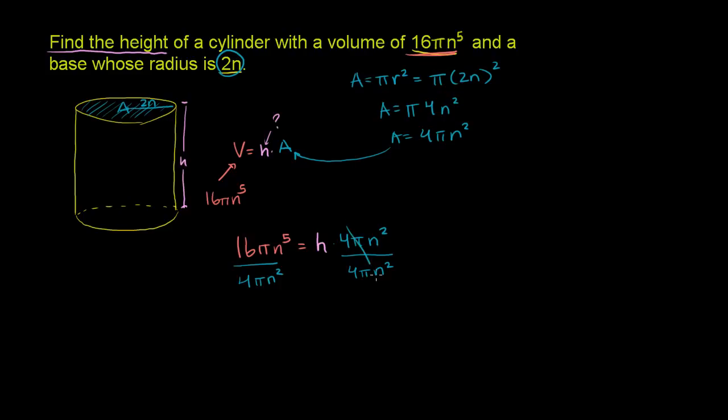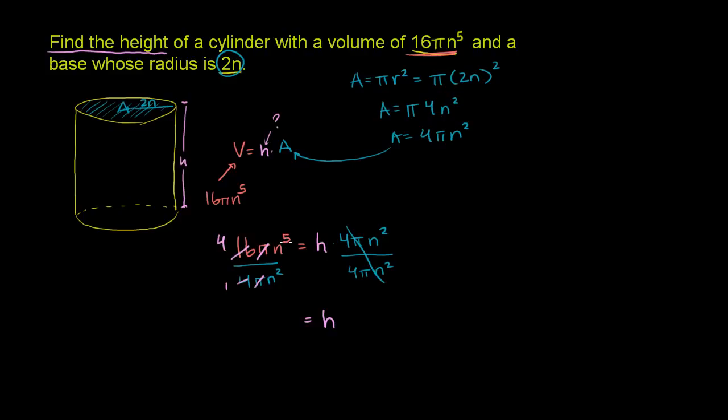On the right-hand side, these cancel out. That was the whole point. And you are left with h is equal to this thing over here. And we can simplify this a good bit. We have a pi divided by a pi, so those cancel out. We have a 16 divided by 4. That cancels out to a 4 divided by a 1, or just a 4.